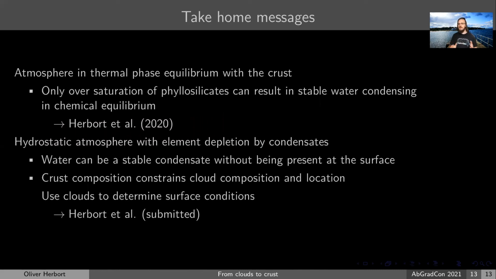And with that, I'd like to leave you with my conclusions: that only the oversaturation of phyllosilicates can result in stable water condensing in chemical equilibrium at the surface. But independent of whether or not there's liquid water at the surface, we can have water clouds in the atmosphere. And overall, we want to use this model to get an insight into what kind of crust induces what kind of clouds, and then to basically trace back: we see cloud A and then say that could be these kinds of crust types.